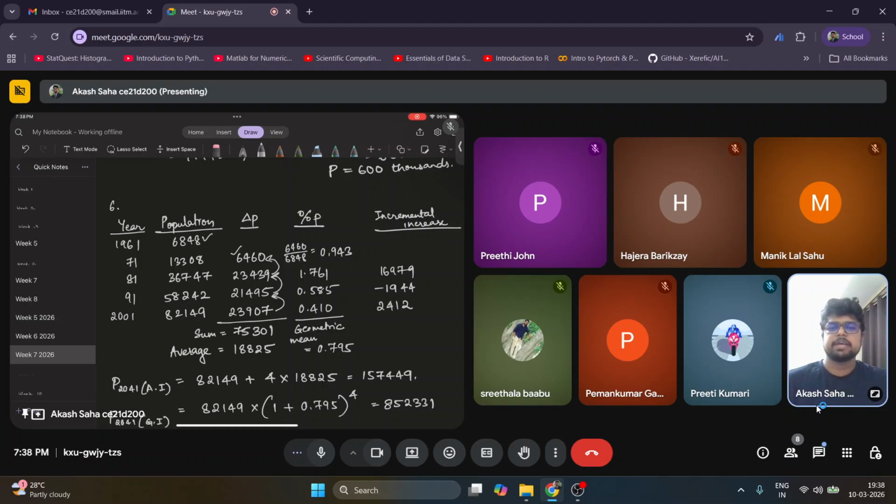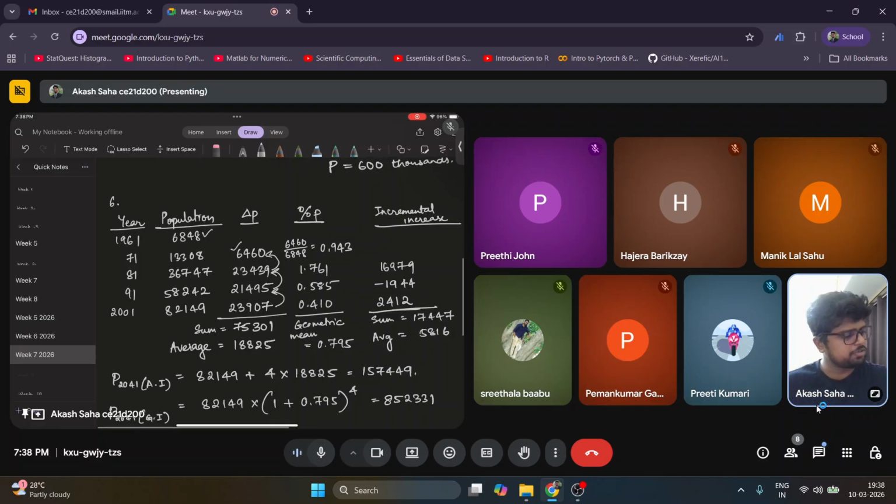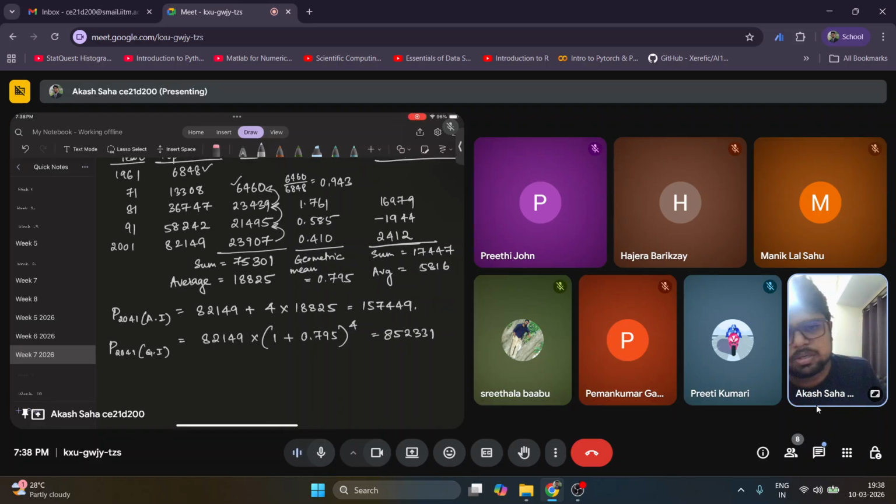So incremental increase we got. So here also we will first calculate the total, that is the sum. So that will be 17447 and then we will also calculate the average. So this will be 5816. Okay, so sum and average we will calculate and don't neglect the negative sign. Take it as it is.